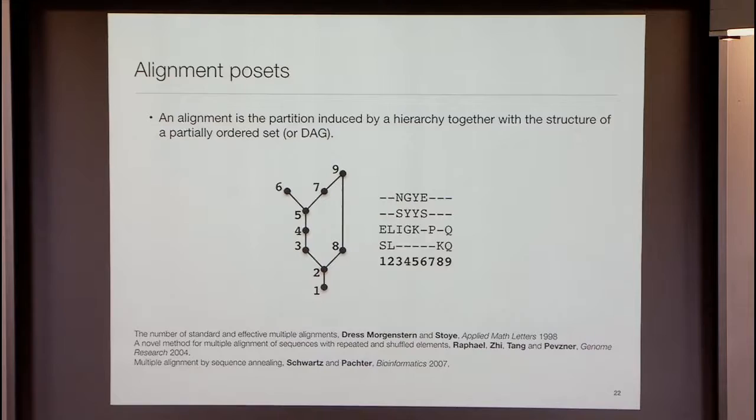A couple of folks have written papers about this kind of structure for alignments and worked with that. Again, each one of these nodes has a tree decorating it, but in this kind of setting, you can shuffle order around when nodes are not ordered by this partially ordered set, or this DAG.